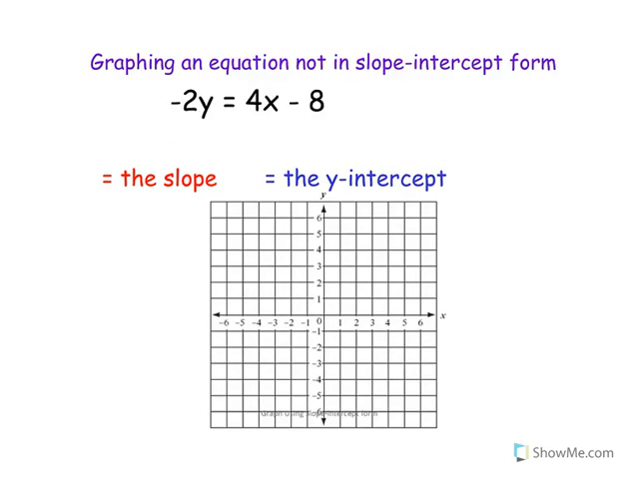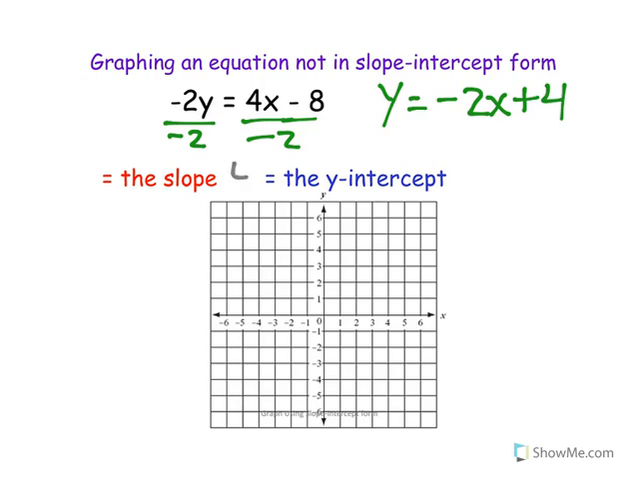All right, how about this one? My coefficient of y is negative 2. So I'm going to divide both sides by negative 2. What happens now? 4x divided by negative 2 is negative 2x. Negative 8 divided by negative 2 is positive 4, and that's going to allow me to take my y-intercept, and it's going to allow me to get my slope, and then we can graph like we've done for the past couple days.